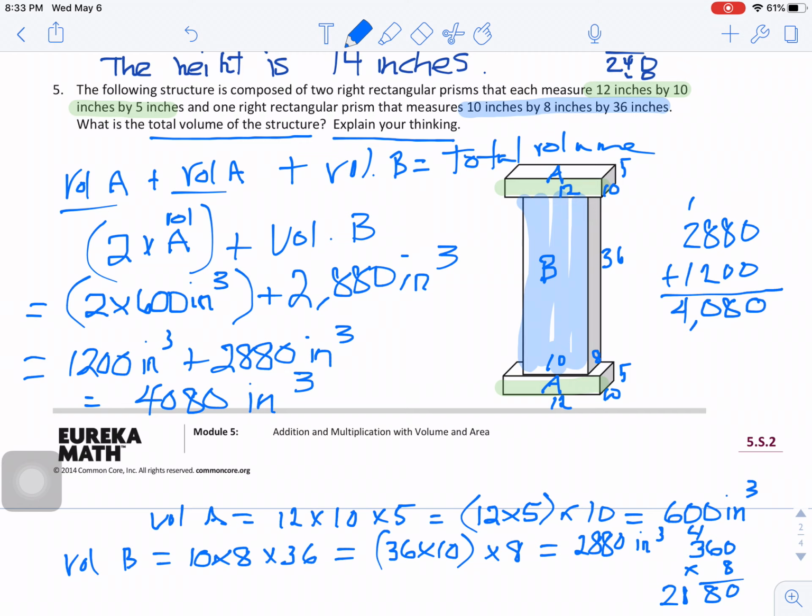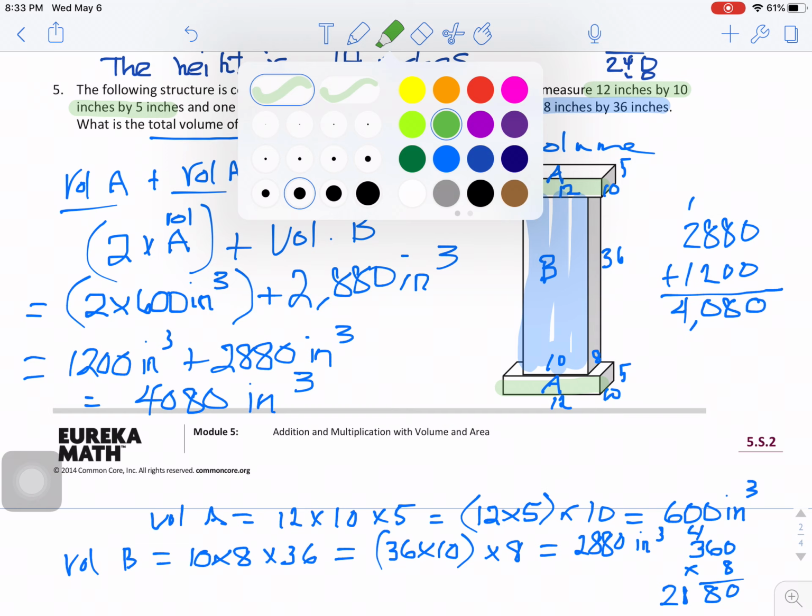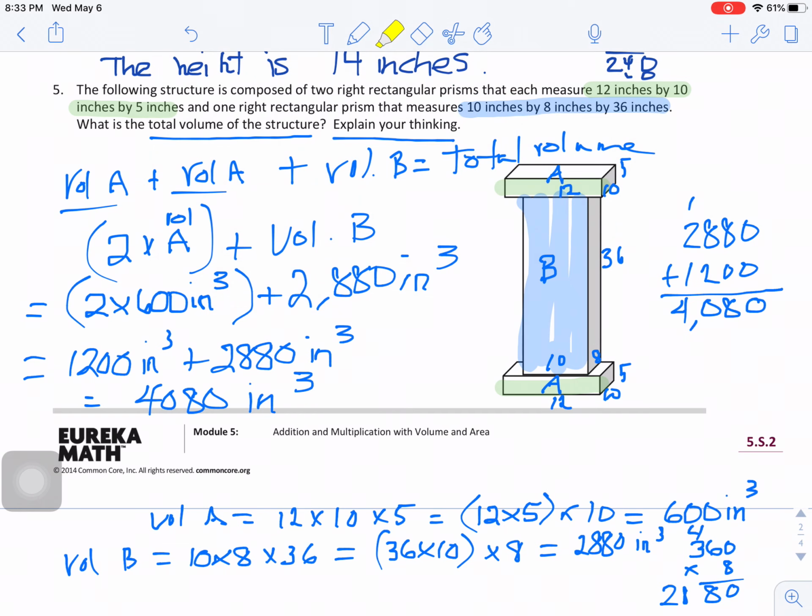A couple things to point out on this. Because we have two identical rectangular prisms on the top and the bottom, we have to be sure that we're multiplying the volume of one of them by 2, or if we go up to my original idea here, I could add 600 plus 600 plus 2,880. So there you have it.